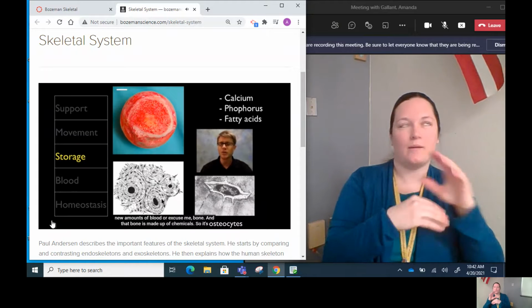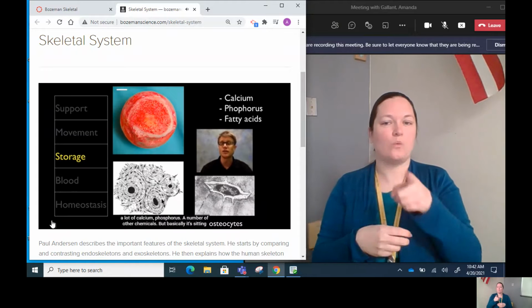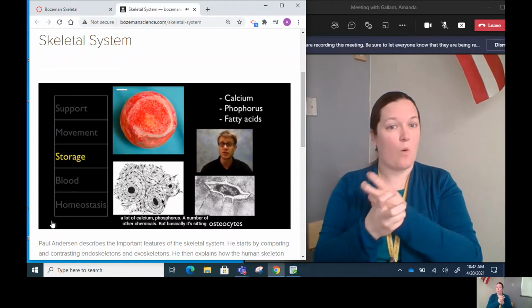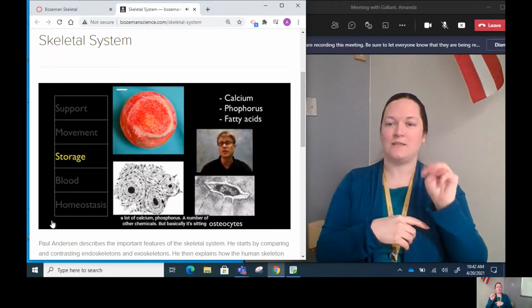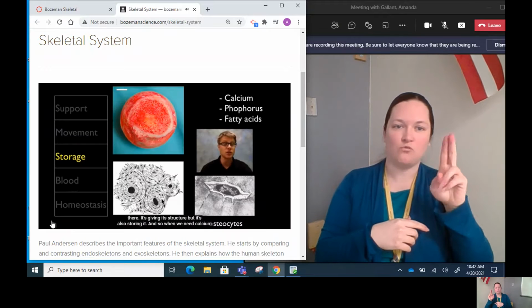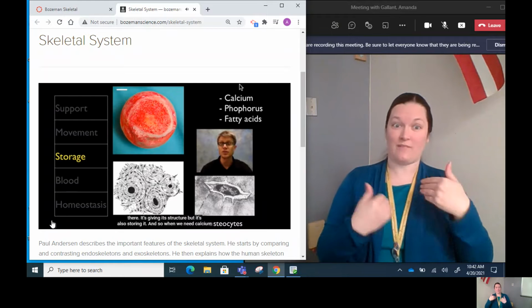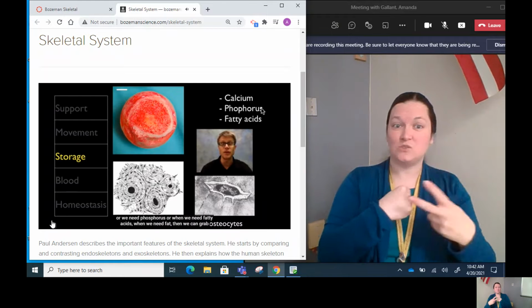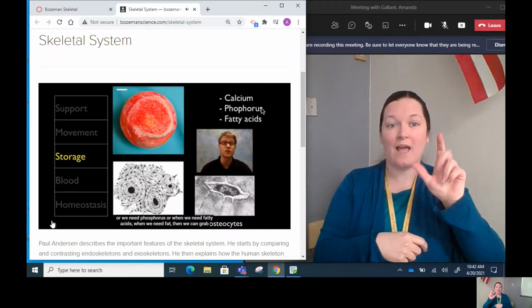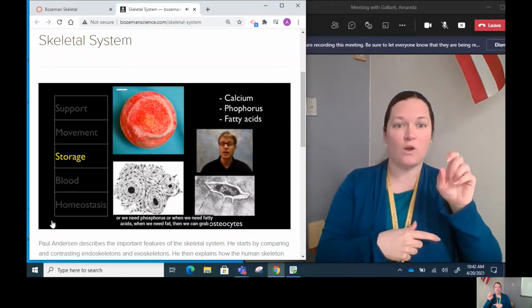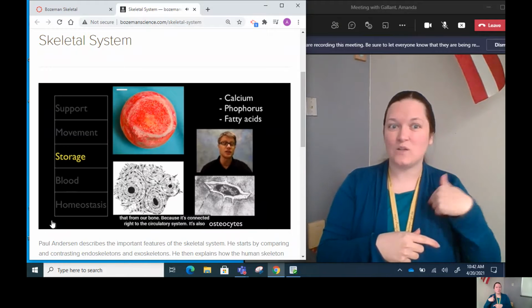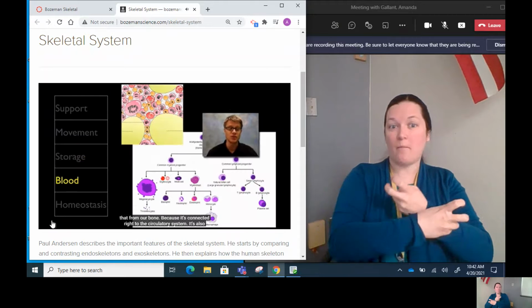bone. And that bone is made up of chemicals. So it's a lot of calcium, phosphorus, a number of other chemicals. But basically it's sitting there. It's giving it structure, but it's also storing it. And so when we need calcium or we need phosphorus or when we need fatty acids, when we need fat, then we can grab that from our bone because it's connected right to the circulatory system.